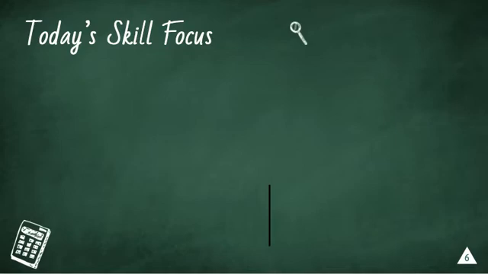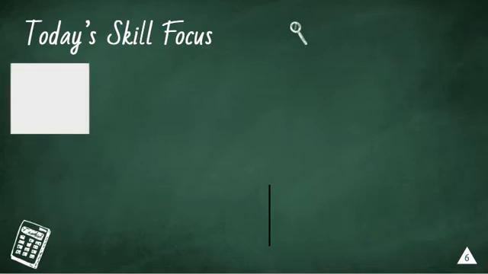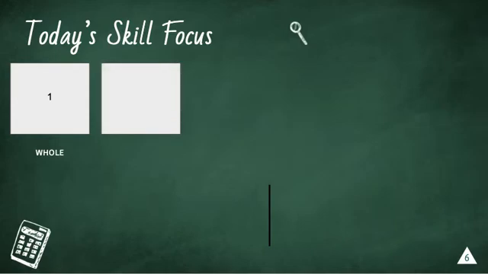Let's do some more practice. How about this square? This square represents one whole. Remember, I can also write one whole as just 1, or I can write it as 1/1. Now let's say I want to split this square in half. How could I do that? I could simply draw a line down the middle, and I would have 2 halves.